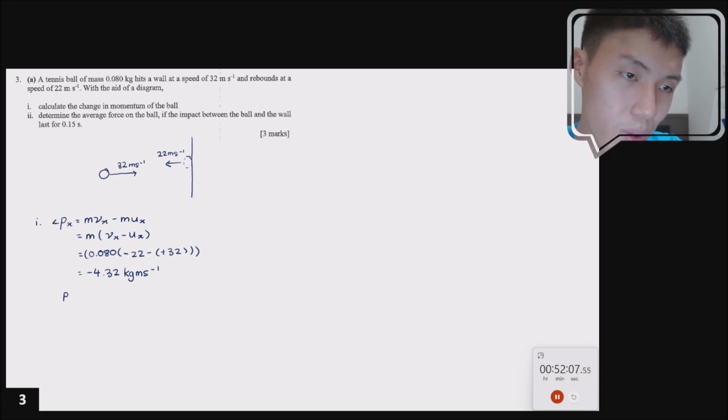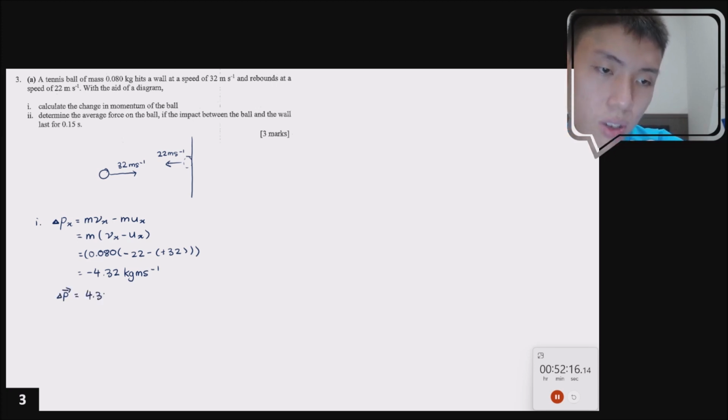I should write change in momentum. Sorry, this is my bad. You would have to write change in momentum. This is change of momentum. If I'm writing it in vector, the magnitude is 4.32 kg m s negative 1.